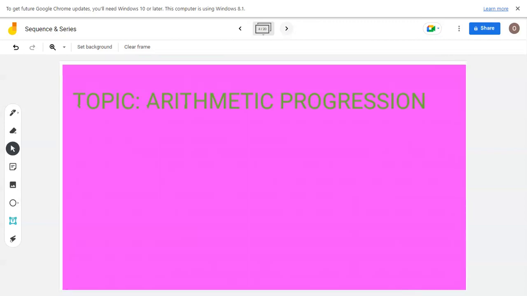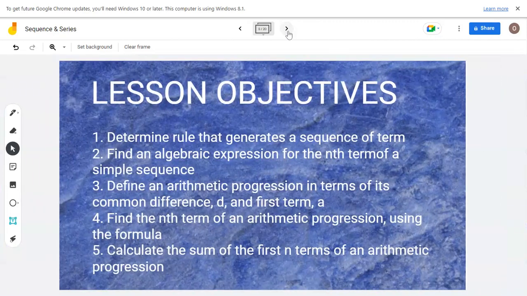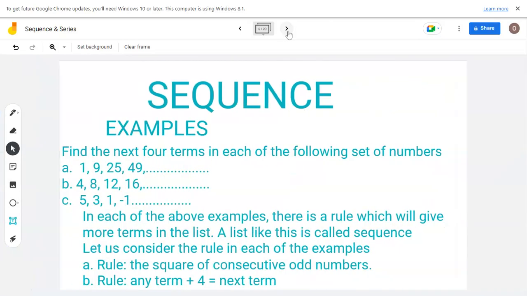Topic: Arithmetic progression. Lesson objectives: 1. Determine the rule that generates a sequence of terms. 2. Find an algebraic expression for the nth term of a simple sequence. 3. Define an arithmetic progression in terms of its common difference d and first term a. 4. Find the nth term of an arithmetic progression using the formula. 5. Calculate the sum of the first n terms of an arithmetic progression.